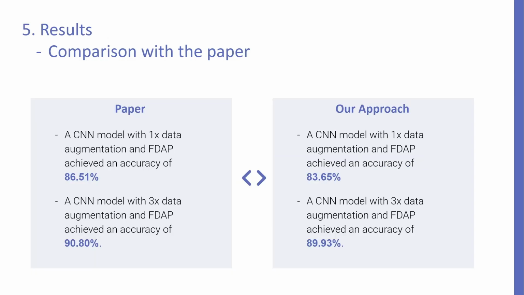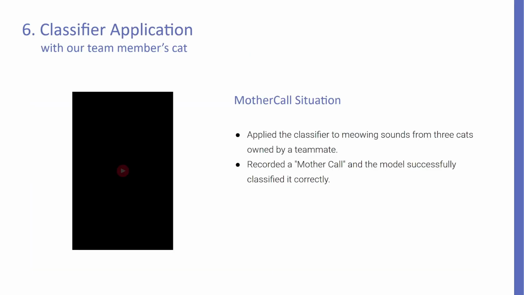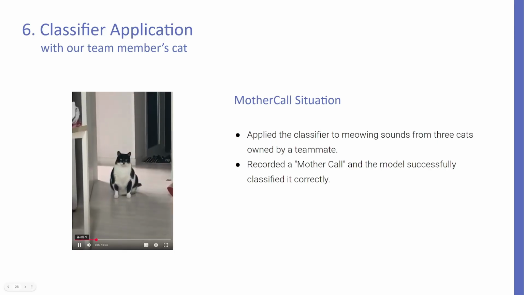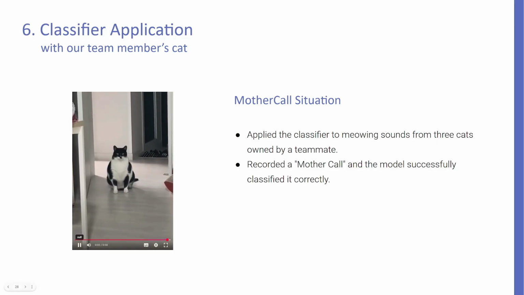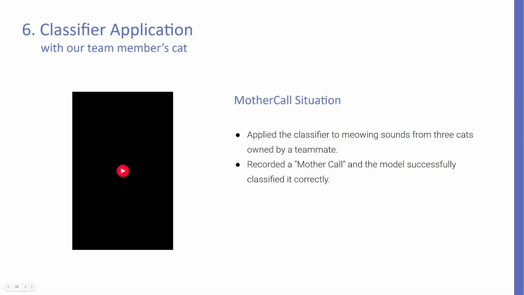Here is the direct comparison with the paper. With one-time data augmentation, our model achieved an accuracy of 83%, while the paper reported 86%. With 3 times data augmentation, our model achieved 89% accuracy, which is very comparable to the paper's 90%. As a practical test, we applied our classifier to the meowing sound from a teammate's cats. We recorded a mother call and the model successfully classified it correctly.